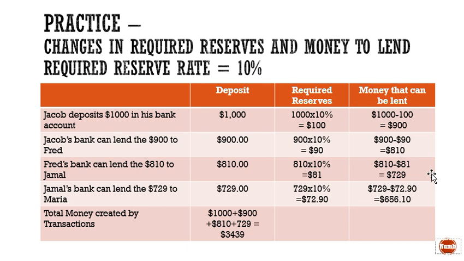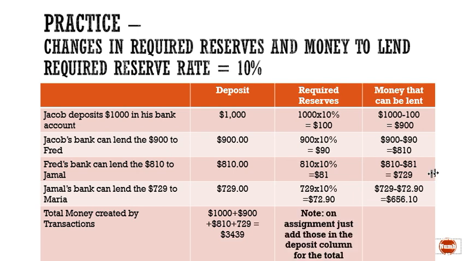As you can see, this is how a bank actually creates money in our system, because they keep lending that money over and over and over. So when you're doing assignments, make sure that you're just including the deposits for this column. So that is how a bank makes money.